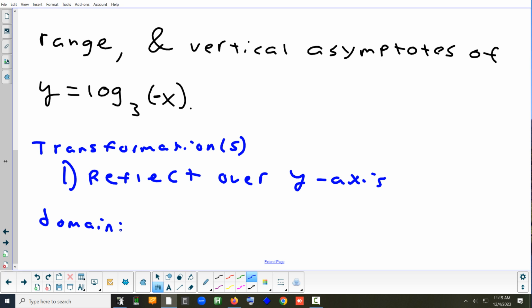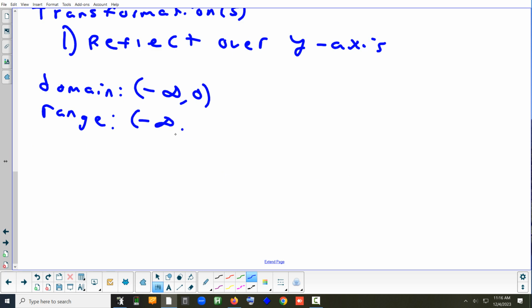So what's the domain going to be? The domain is going to be negative infinity to 0. Range you should never even really think about with a log function. What is the range? It's going to be all real numbers. Every log function has a range of all real numbers. No matter what you do, you cannot change the range in a log function. Ever. They're always all real numbers.